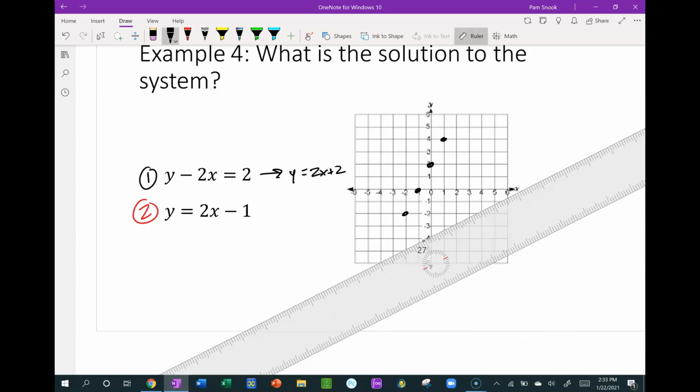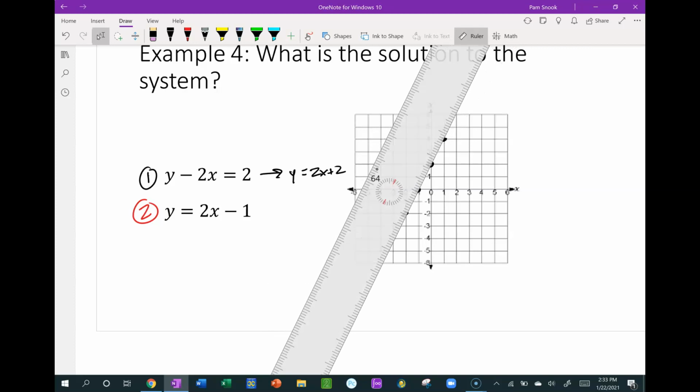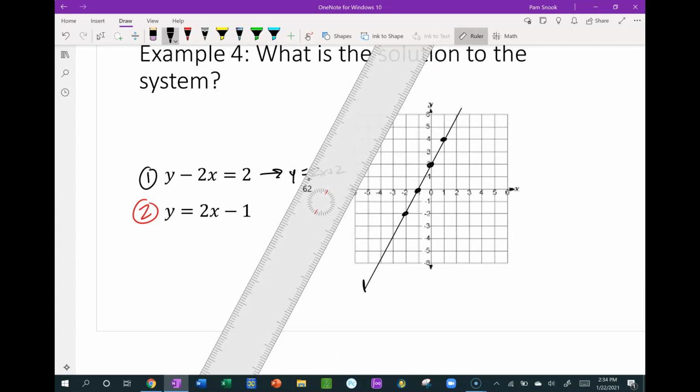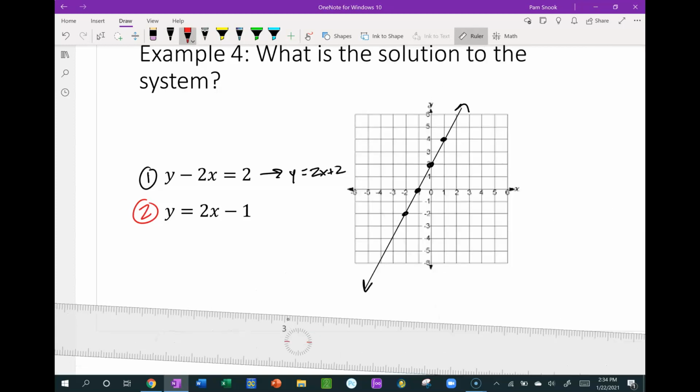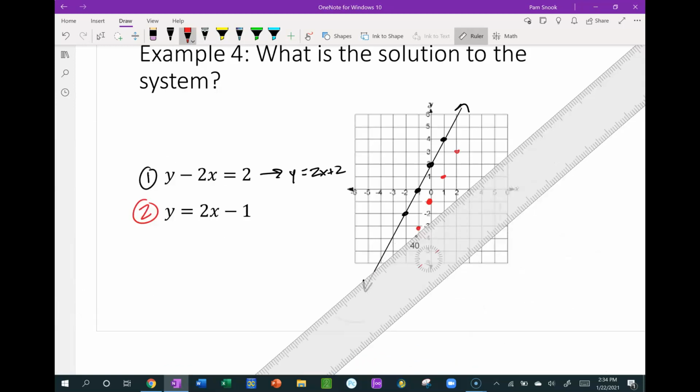Okay, I've got a bunch of points. I'm going to grab my ruler. Just try to line it up as best as I can. Looks like I did a pretty good job. I hit all of those points. And now let's do equation number 2. This one has a y-intercept of -1, up 2, over 1. And let's line up this one.